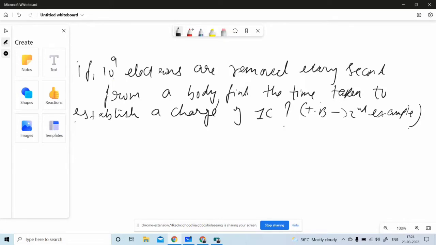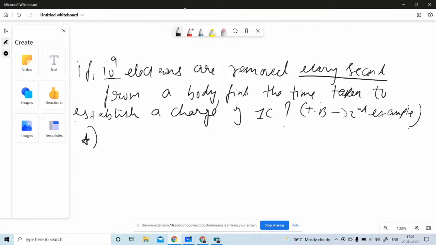If 10 raised to 9 electrons are removed every second, that is, in 1 second, 10 raised to 9 electrons are coming out from a body. So to calculate the time taken to establish a charge of 1 coulomb, what will be the time taken to establish a charge of 1 coulomb? Okay, so how to solve this? Let us solve this.